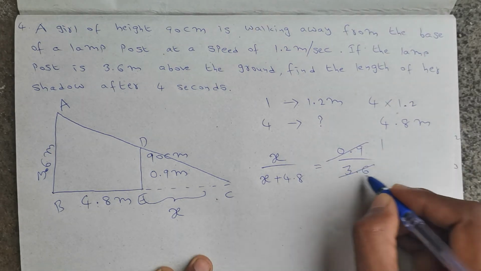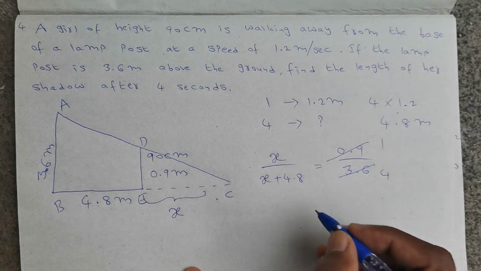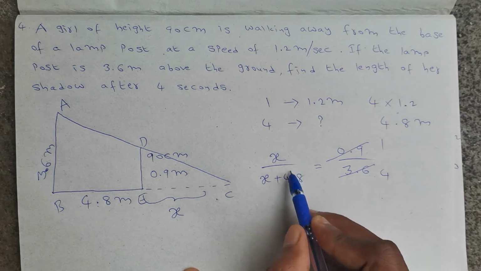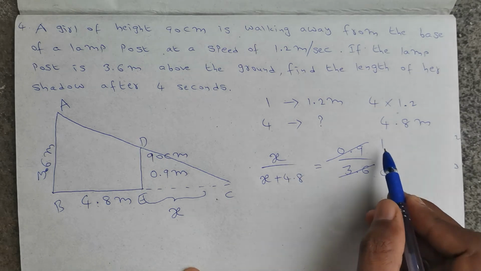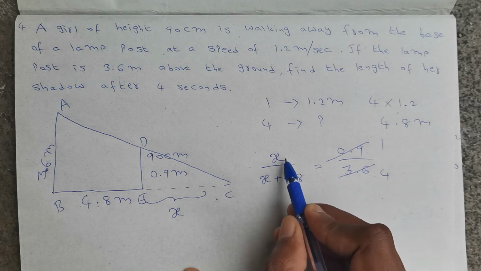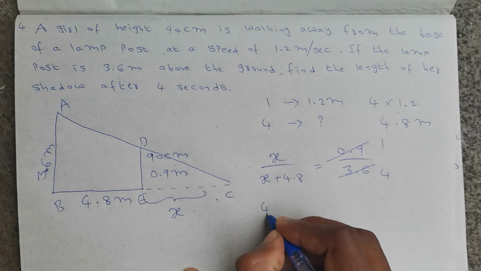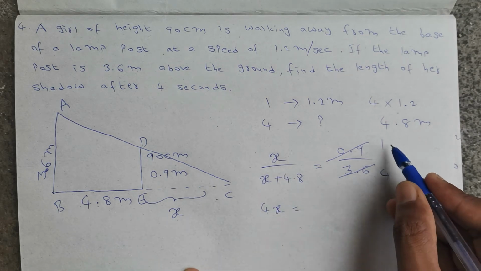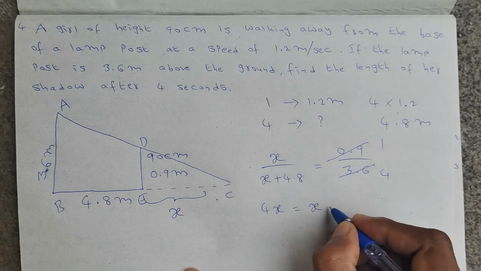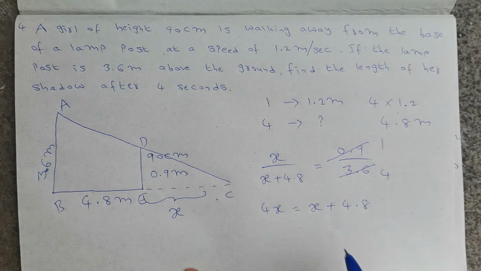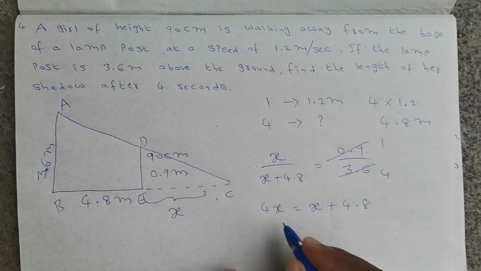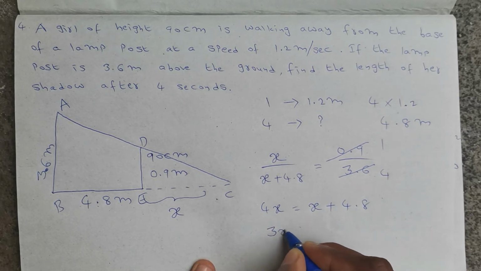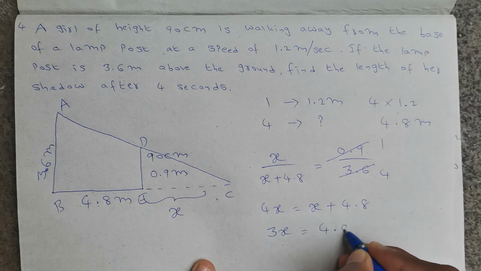0.9 ones are 0.9, fours are. So we will get x by x plus 4.8 is equal to 1 by 4. If we cross multiply, x into 4, 4x is equal to 1 into x plus 4.8, so x plus 4.8. I will take x to the left side, then it will become minus x. So 4x minus x, 3x is equal to 4.8.